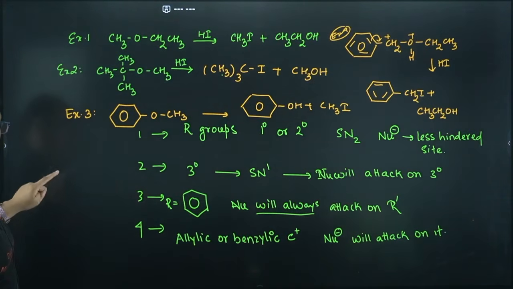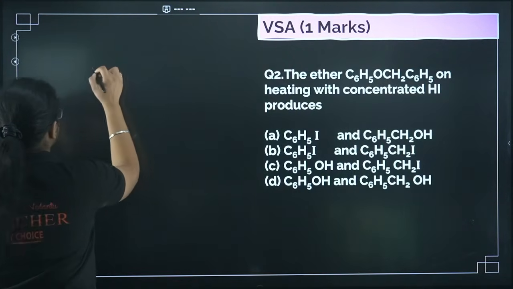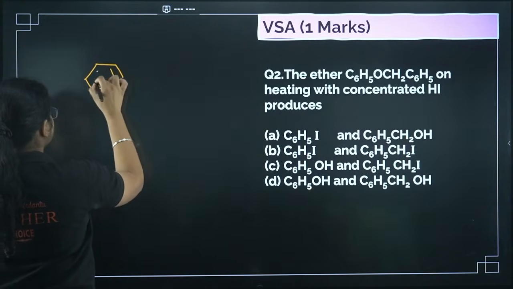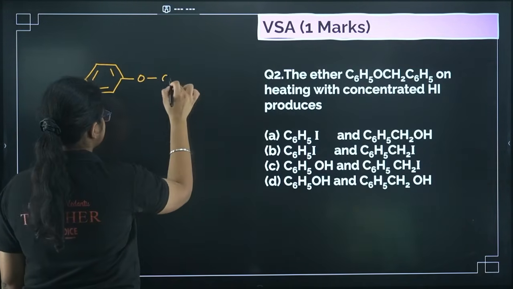Okay, so I am now going back to our question. The question here that we have is C6H5OCH2C6H5.